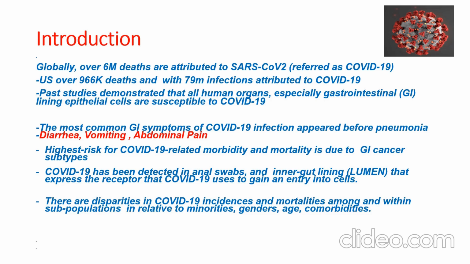Past studies demonstrated that all human organs, especially the GI lining epithelial cells, are susceptible to COVID-19. The most common GI symptoms of COVID-19 infection, appearing before the pneumonia, are diarrhea, vomiting, and abdominal pain. The highest risk for COVID-19 related mortality is due to the GI cancer subtypes.